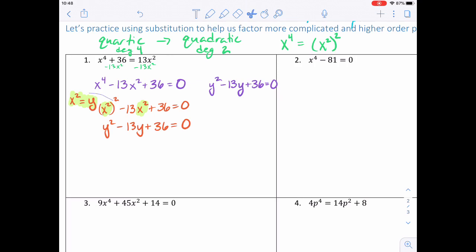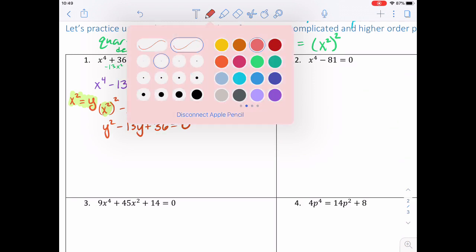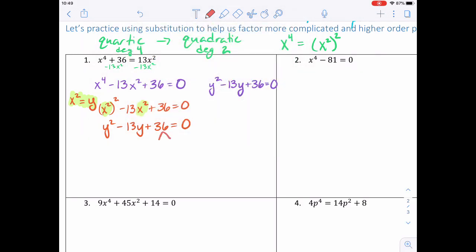I don't always write this step out, and you don't have to either. If you can just remember that when we have a fourth and a square, we're just going to pretend it's quadratic for a little while and change that variable. That's basically all substitution is. So let's go ahead and factor this quadratic now. We're looking for factors of 36 that add up to negative 13. That's going to be negative 9 and negative 4. So factoring this quadratic looks like y minus 9, y minus 4 equals 0.